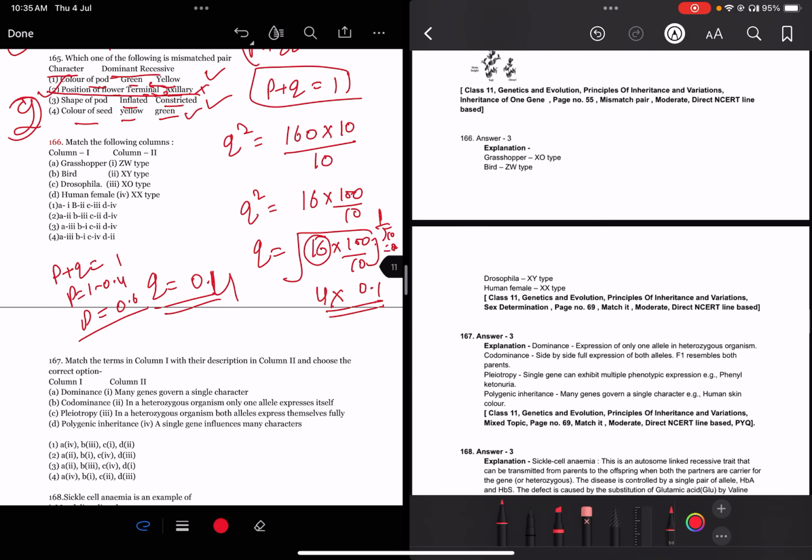Question number 166. Grasshopper. What is the sex determination type in grasshopper? XO type. In birds, there are ZW type. In Drosophila, there is XY type, like humans only. C is four. So the answer is the third. D, in human, female is XX type.